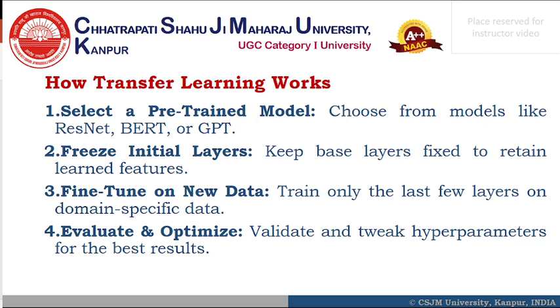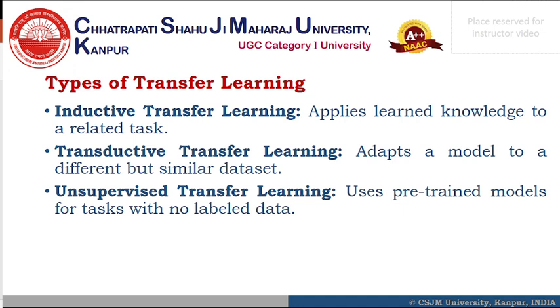So finally, the model undergoes evaluation and optimization to ensure high performance. Performance metrics such as accuracy, precision, recall, and F1 score help determine how well the adapted model performs on the new dataset. So we have a basic understanding now of transfer learning. Let's explore the three main types that are commonly used in different applications. The first one is inductive transfer learning, second is transductive transfer learning, and third is unsupervised transfer learning.